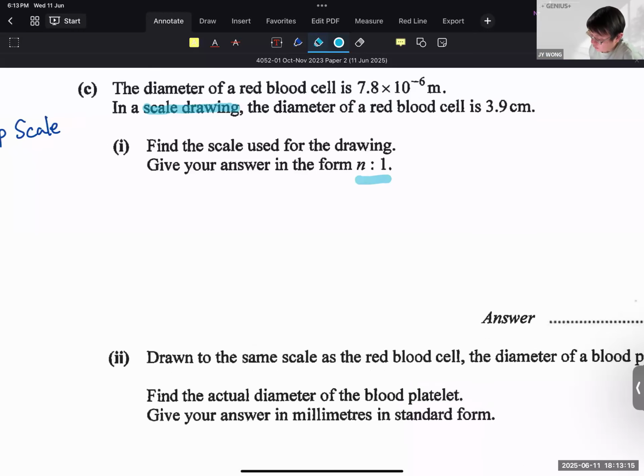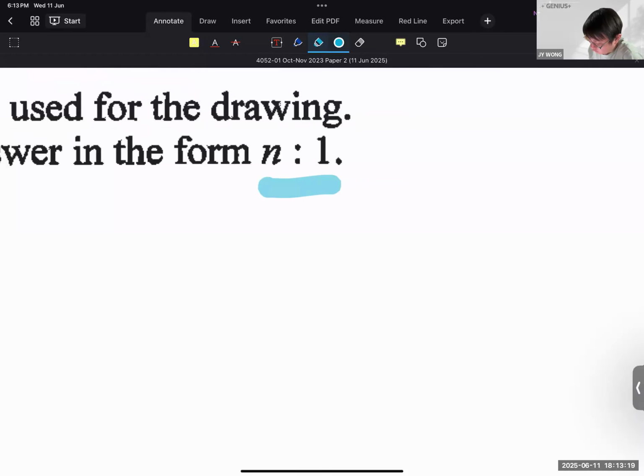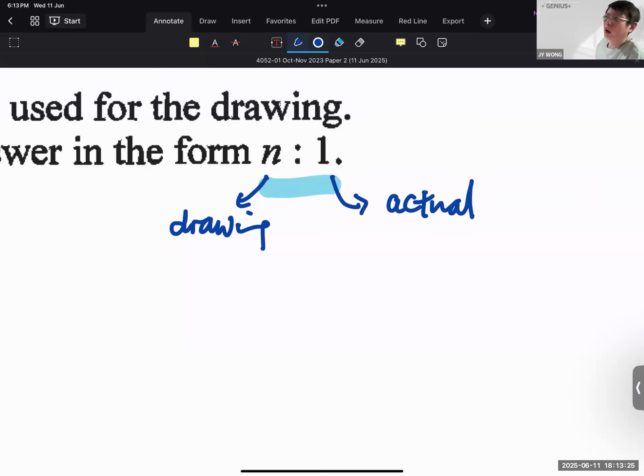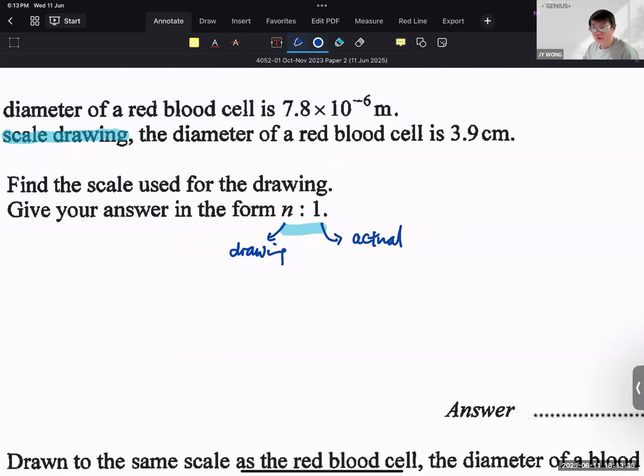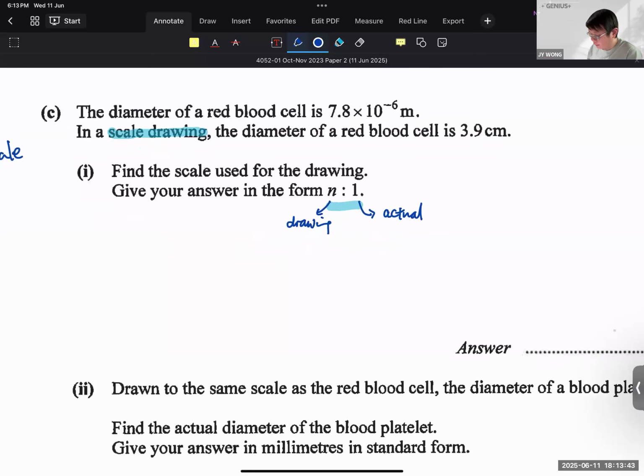Why? You must understand how to read a map scale. This is always your drawing scale. And this is always your actual scale. So when I have 1 to 5,000, it means that my drawing is 1 unit, my actual will be 5,000 units. But in this case, it's the reverse. Because my n, you should know, is going to be larger than 1, because the drawing has to be larger than the actual red blood cell. Right? So how do we find the value here?